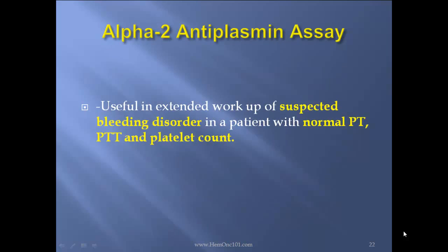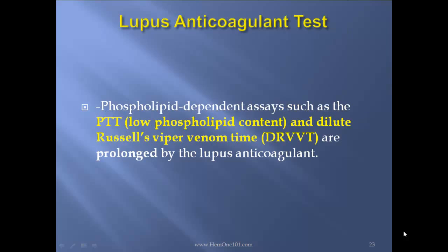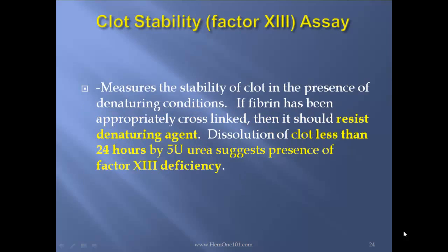The alpha-2 antiplasmin assay is useful in the extended workup of a suspected bleeding disorder in a patient with normal PT, PTT, and platelet count. Lupus anticoagulant test: phospholipid-dependent assays such as PTT with low phospholipid content and the dilute Russell's viper venom time, again with very low phospholipid content, make them even more sensitive to antiphospholipid antibodies. They're all prolonged by lupus anticoagulant.